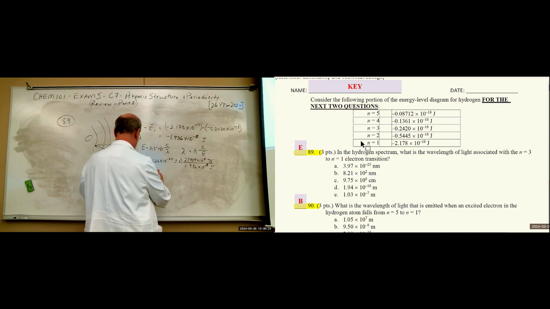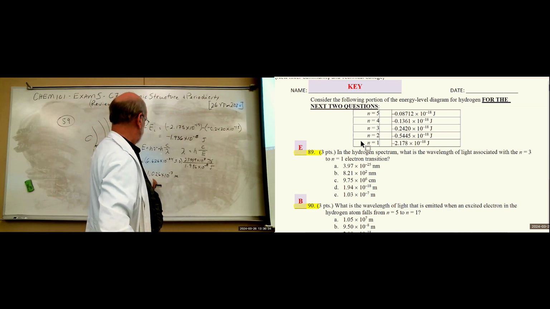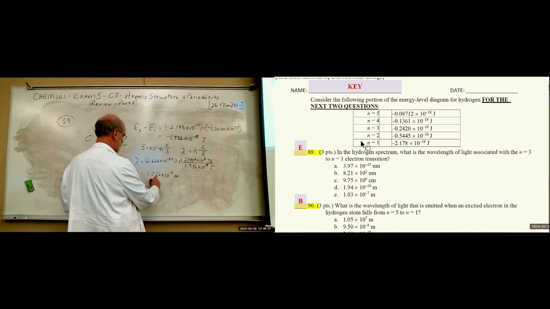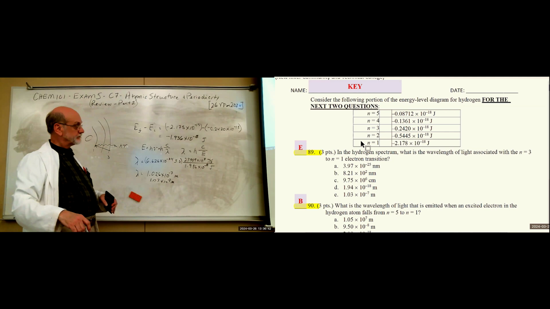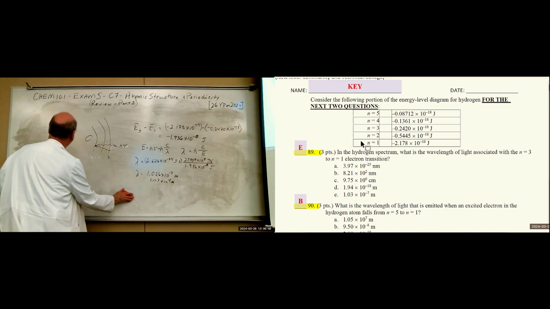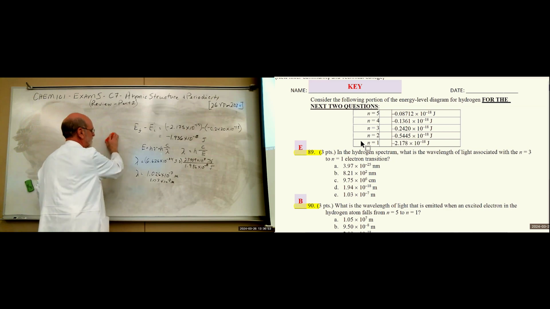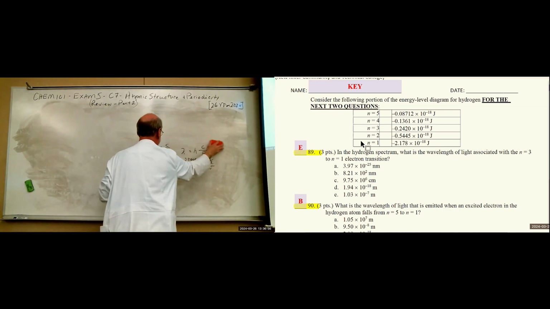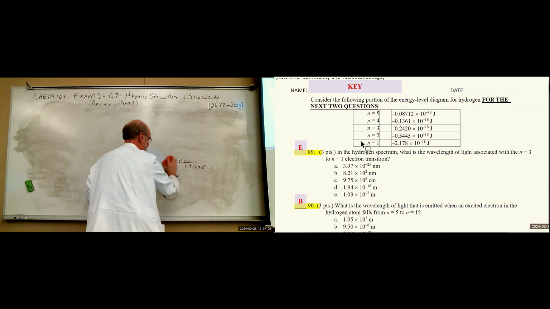This is 1.036 times 10 to the minus 7 meters. So is that one of them? Yeah. 1.03 times 10 to the minus 7. So we didn't have to change the units after all. E is the answer to this one. Oops. Still right? No, we're good.